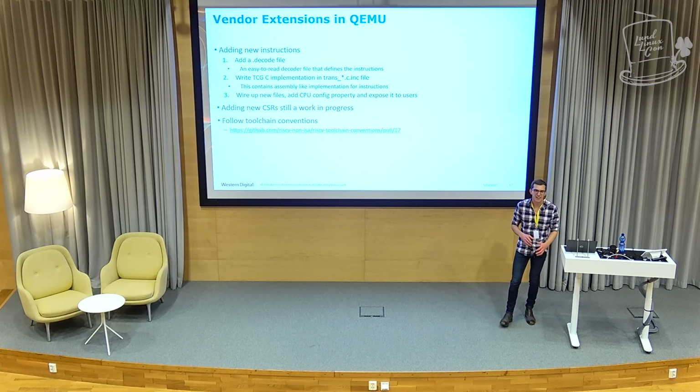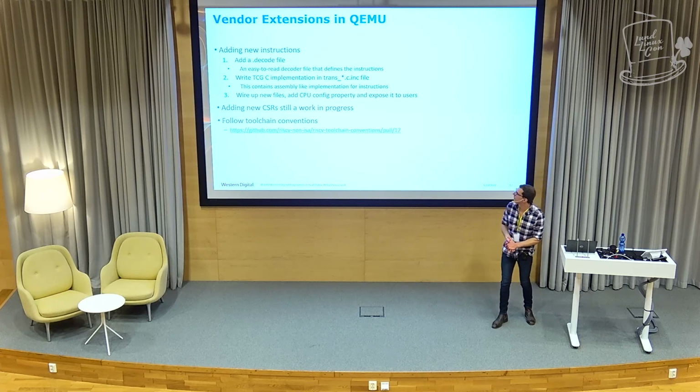We'll see how that actually goes, because once vendor extensions actually change CPU state, that might fall apart. I don't think anyone here is a RISC-V vendor extender, but if you are, this is how you do it. You write some easy to read decoder files, and then some C implementation, and you build it. There are examples in mainline of how to do this, and we're working on adding support for the new CSRs.